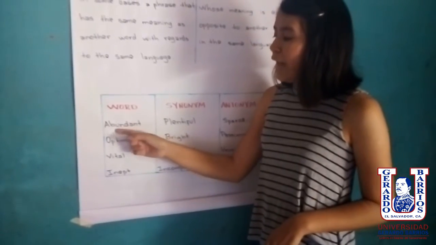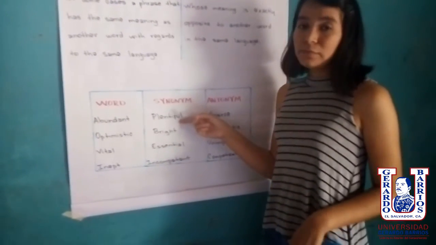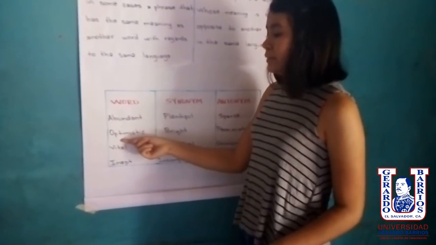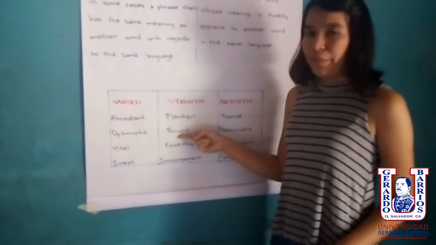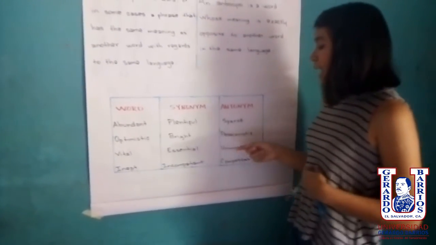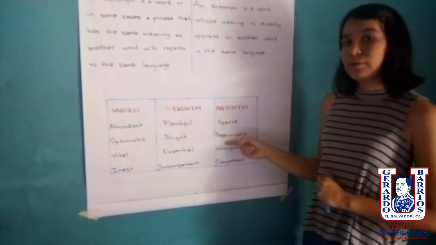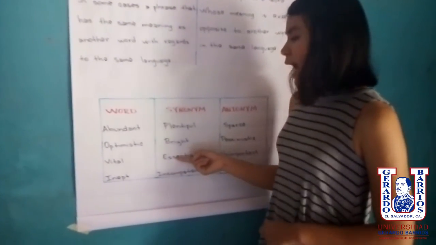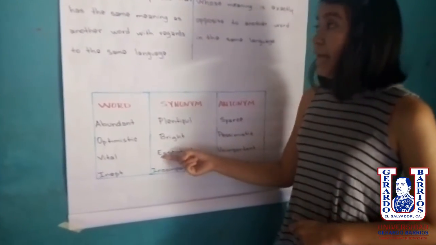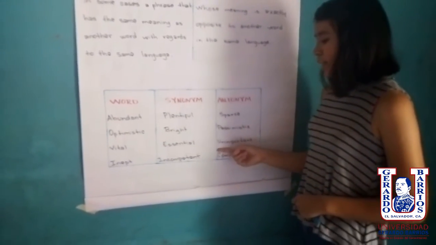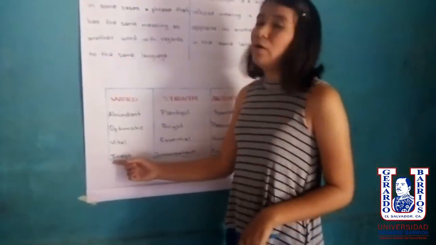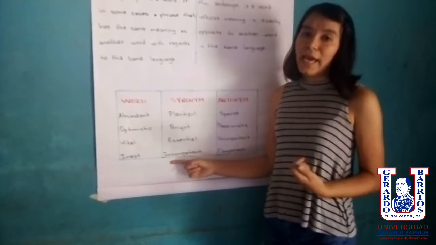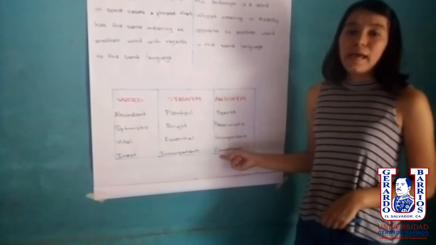Here we have the word abundant and the synonym plentiful. An antonym of this word is scarce. Another word is optimistic. Bright is one synonym of this word, and pessimistic is one antonym. Here I have the word vital, and a synonym of this word is essential, and one antonym is unimportant. The last one is inept, and here we have the synonym incompetent and one antonym that is competent.